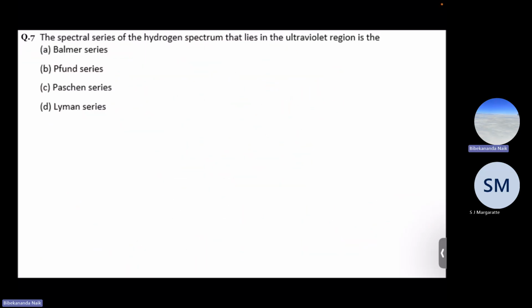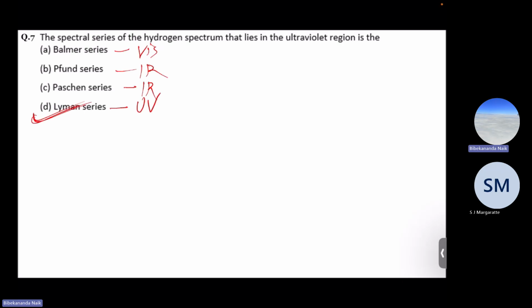Now I'll move to question number 7. Question number 7 says, the spectral series of the hydrogen spectrum that lies in the ultraviolet region is the Balmer series, Pfund series, Paschen series or Lyman series. We have already discussed. Lyman series corresponds to ultraviolet, Balmer series corresponds to visible, Paschen series corresponds to infrared and Pfund series corresponds to infrared. So the series corresponding to the ultraviolet region is the Lyman series.